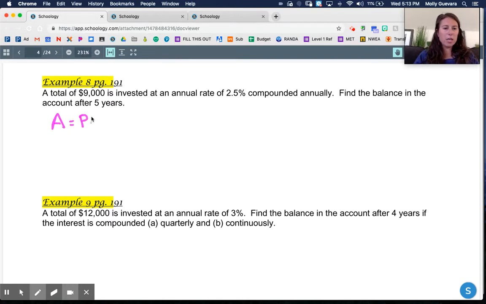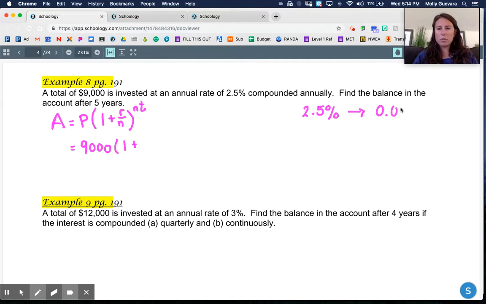So P times 1 plus r over n, and then n to the... sorry, raised to the n times t. And I'm just going to plug in my values. My principal is what I start with, that is $9,000. And I have 1 plus 2.5% as a decimal. I move the decimal place over twice, and I get 0.025.